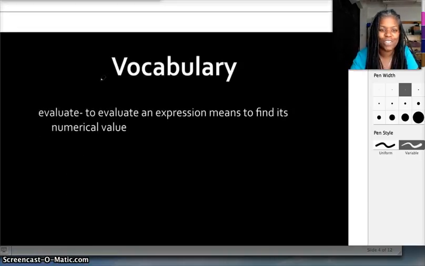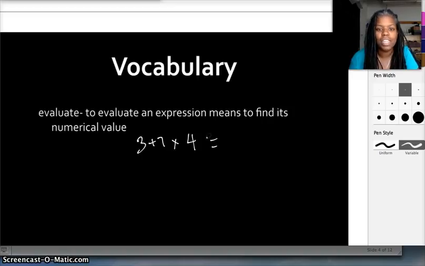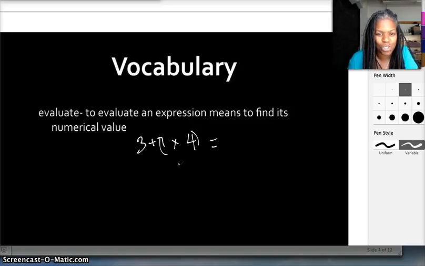The first one, to evaluate, is really just to find the numerical value for a numerical expression. So you can get a problem that looks like this: 3 plus 7 times 4, and you would need to evaluate that. I'm going to give you a hint. Order of operations tells me I need to use multiplication first. So this really is 3 plus 28, which we can simply add to get 31. So we have evaluated this numerical expression.